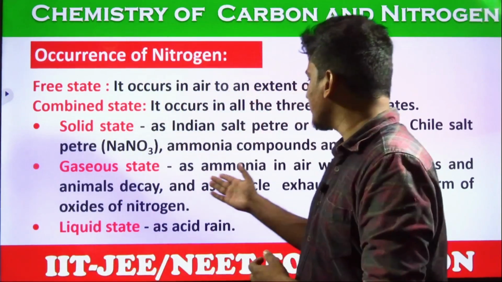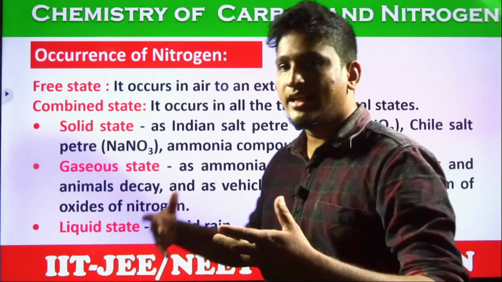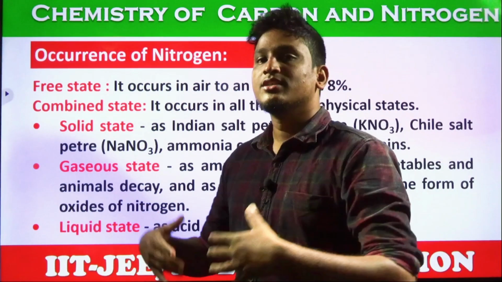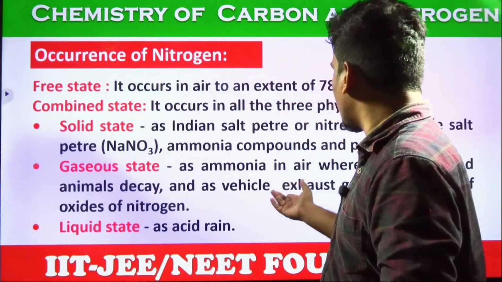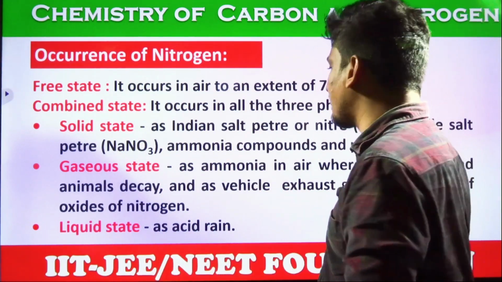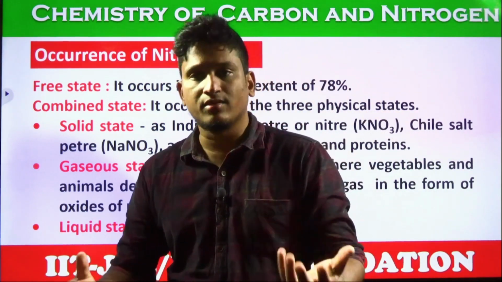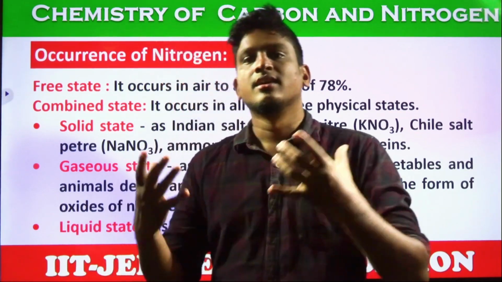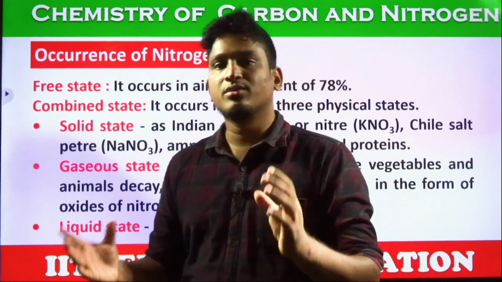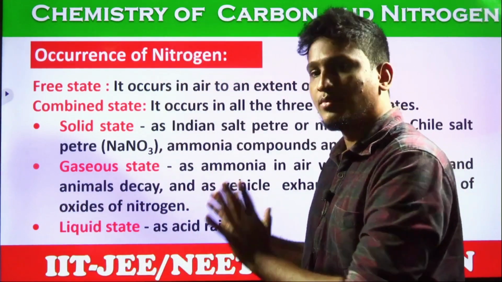In the gaseous form, it is available as ammonia in air when vegetables and animals decay. Decay means when they undergo decomposition, so this ammonia gas is released into the air. It also occurs as vehicle exhaust gas in the form of oxides of nitrogen, like nitric oxide NO and nitrogen dioxide NO2. Even some factories and industries release nitrogen dioxide gas into the air. So in the gaseous form also, nitrogen is available in the atmosphere.